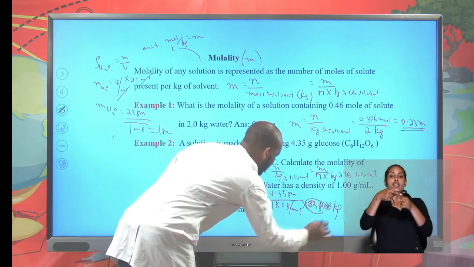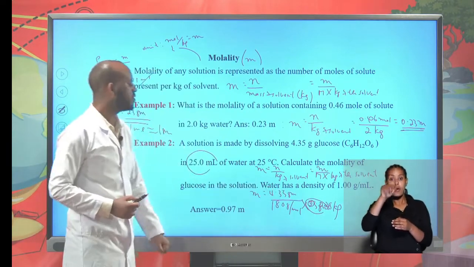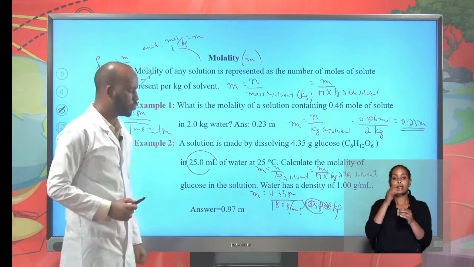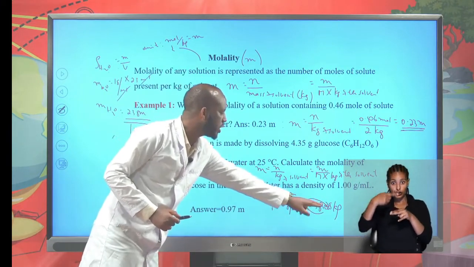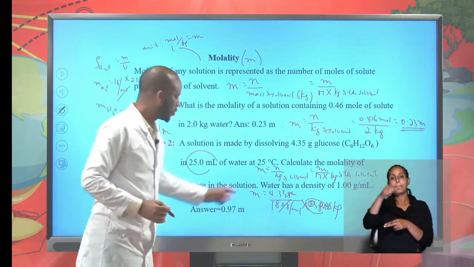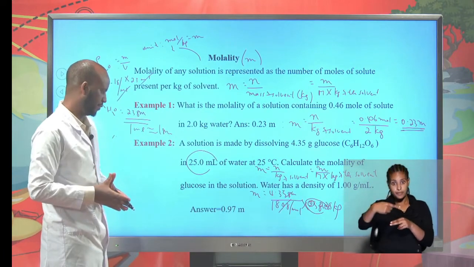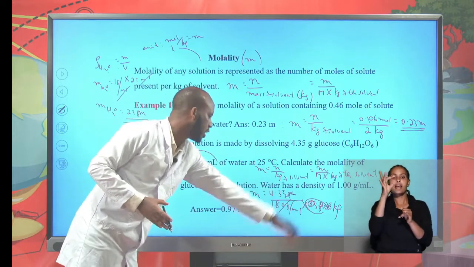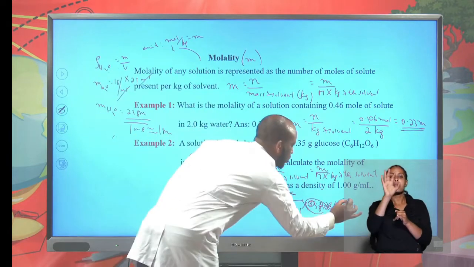Therefore, mass of water is 25 gram, which is 0.025 kilogram. Molality equals 4.35 gram divided by molar mass of the solute, 180 gram per mole, times mass of the solvent in kg, which is 0.025 kilogram. Gram will be cancelled by gram. We are left with mole per kg, which is the unit of molality. Now 4.35 divided by 180 times 0.025 is 0.97 molal.